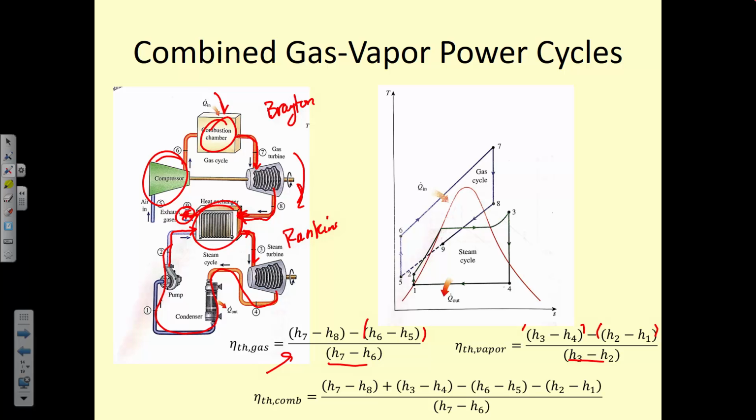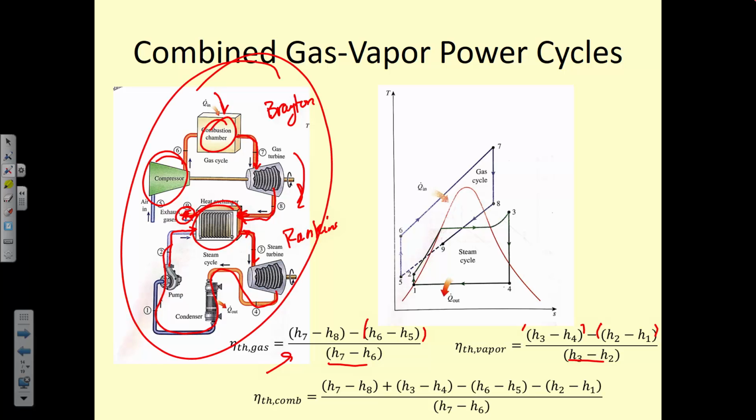So if we combine the efficiency of those two cycles together, so we look at it as a total cycle rather than individually, you can see that this top number increases as compared to the gas turbine cycle. So we have H7 minus H8 plus H3 minus H4. We still have this minus H6 minus H5 and this, but now we've added this minus H2 minus H1. But this term is less than this other term that we added. So the combined efficiency is always going to be greater than the individual efficiency of these devices, which is a positive.